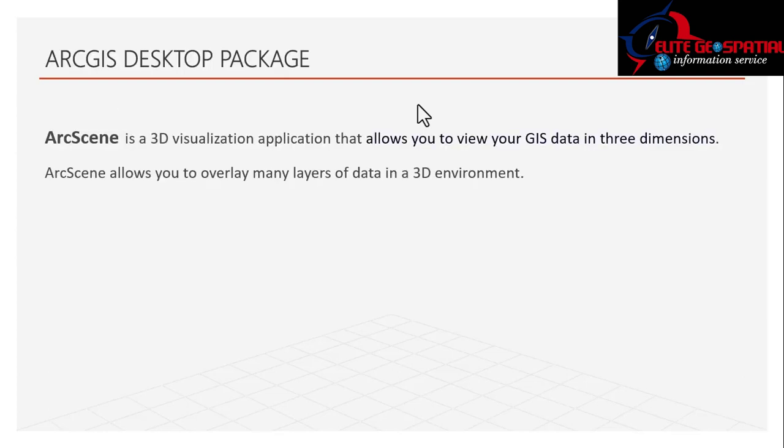So the last package in ArcGIS Desktop is ArcScene, which is a 3D visualization application that allows you to view your GIS data in three-dimensional places. ArcScene allows you to overlay many layers of data in a 3D environment. So basically, these are the four packages available in ArcGIS Desktop. We're going to be looking at them in this course.